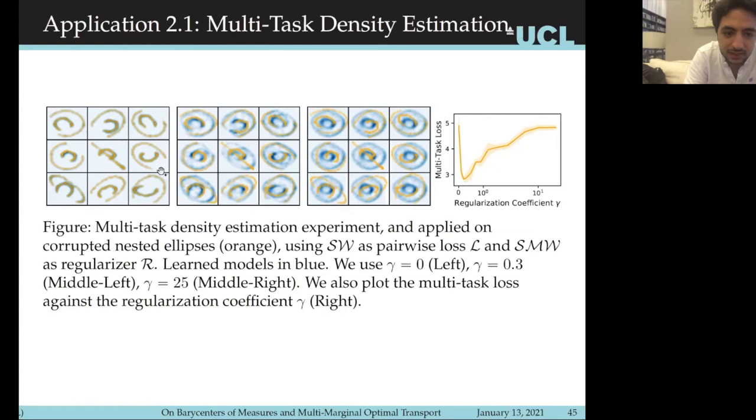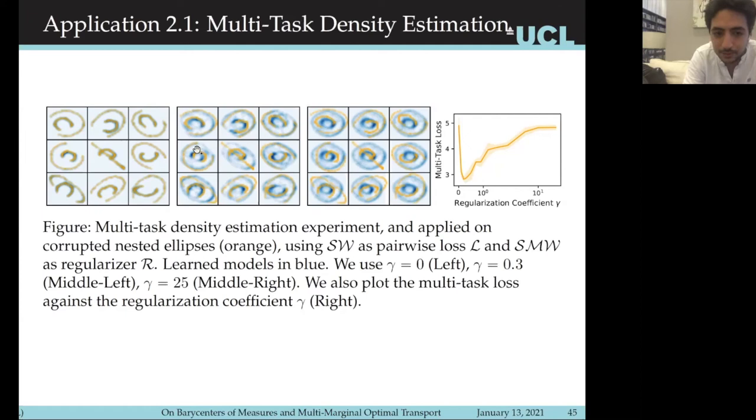Then we try adding a bit of regularization with the slice multi-marginal distance, which allows us to share structure. The shared structure is that all these things are nested ellipses, also corrupted. And what we see is that it basically fills the holes. Now all of these things are nested ellipses, but they still preserve the task-specific information. For example, the orientation: you can see this measure is oriented diagonally, and the solution preserves that, but is a nested ellipse.